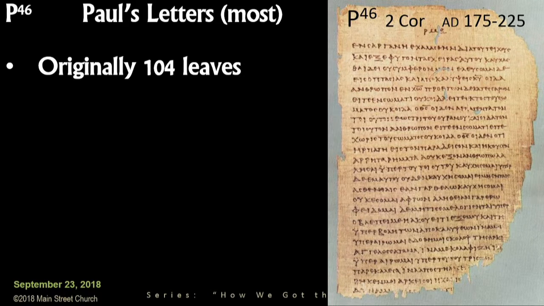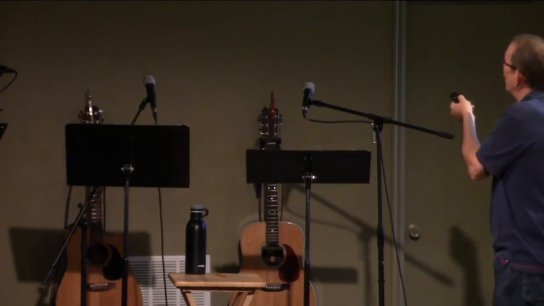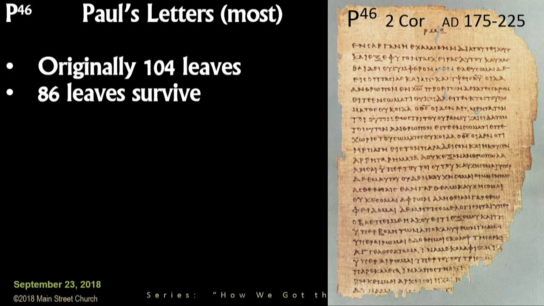Originally, we know this codex of Paul's letters had 104 leaves. P46 has 86 of them. So we have a pretty good collection, 80% of the original codex of all of Paul's letters. Well, I shouldn't say all of Paul's letters. I've got to take that back. There are a couple that are missing. It's missing the pastoral letters.